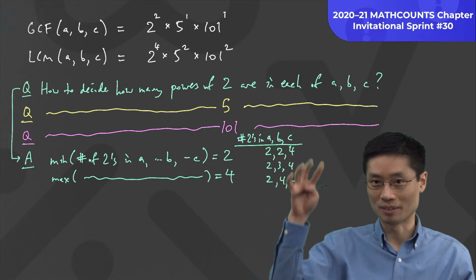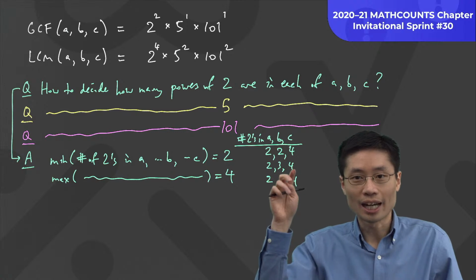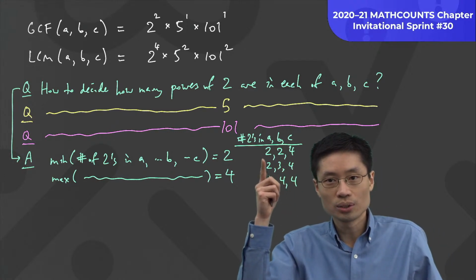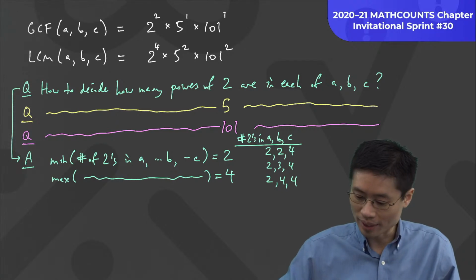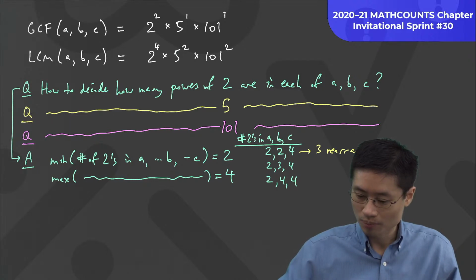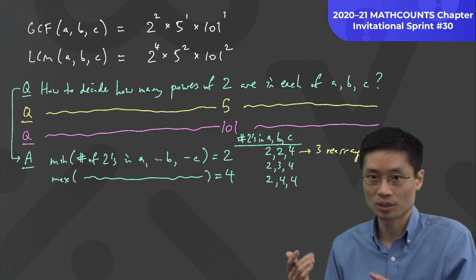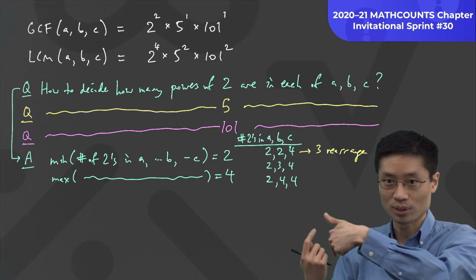That's how I'm thinking of this chart. But I have to do all the rearrangements. Because if I have 2, 2, 4, I could also have 2 2's in A, 4 2's in B, and 2 2's in C. So I have these rearrangements. This thing has 3 total rearrangements, right? Because I can do 2, 2, 4, and I can do 2, 4, 2, and I have 4, 2, 2.